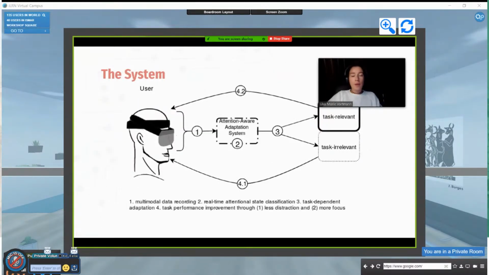So the system we suggest is a user-based system for attention awareness. That means we start with a multimodal data recording while the system is being used, and then we have a real-time attentional state classifier. The information that comes out of this classifier is then used to either enhance task-relevant information shown on the AR device or to reduce the task-irrelevant information. And we hope that this would lead to less distraction and more focus on the task.